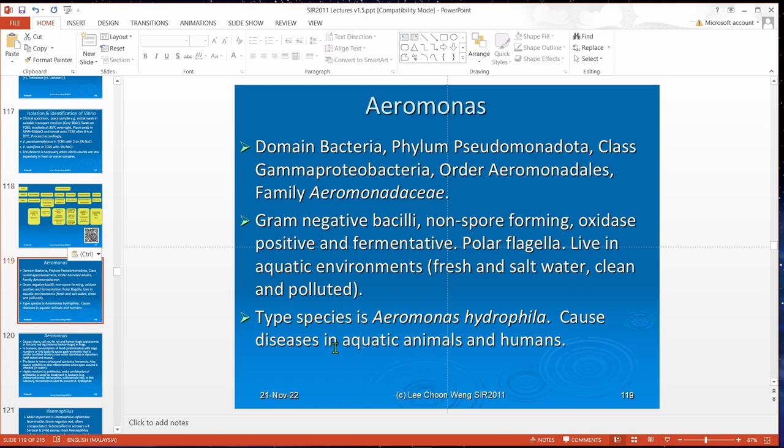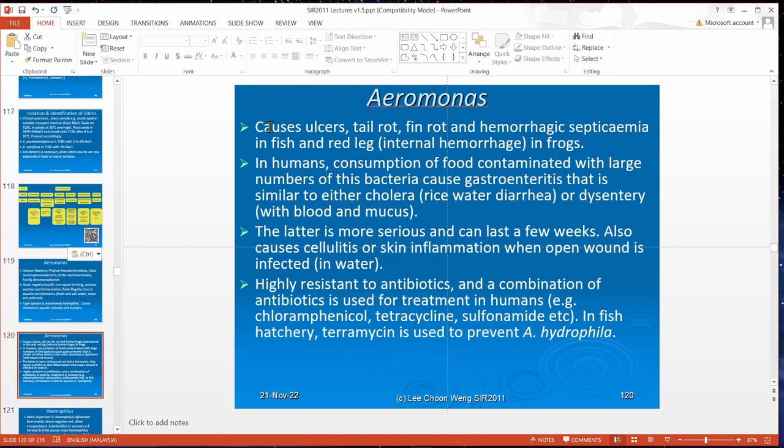Aeromonas hydrophila can cause diseases in aquatic animals and humans. In animals, it causes ulcers, tail rot, fin rot, and hemorrhagic septicemia in fish, and red leg or internal hemorrhaging in frogs. So this is important to the aquaculture industry, also in the frog farming industry.